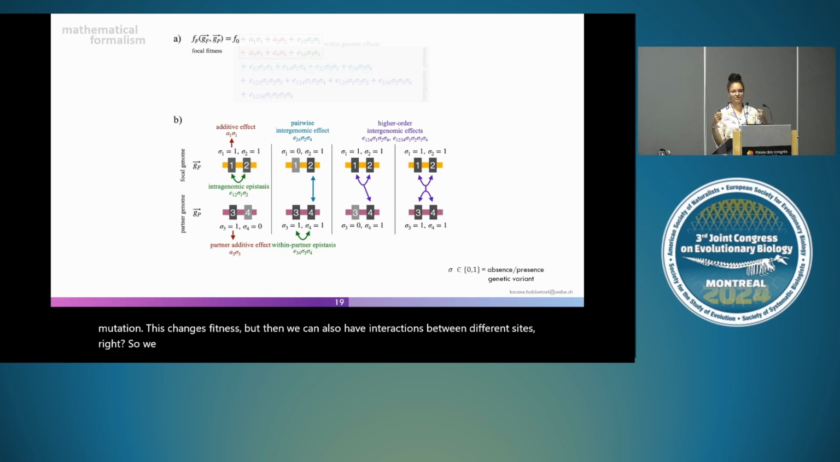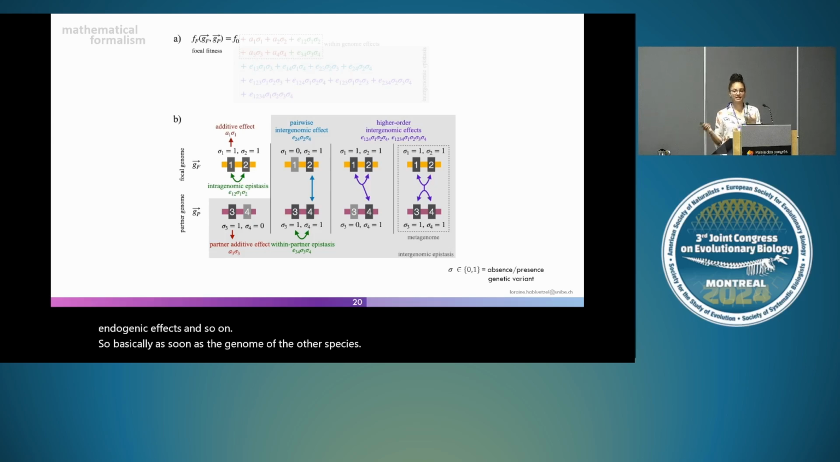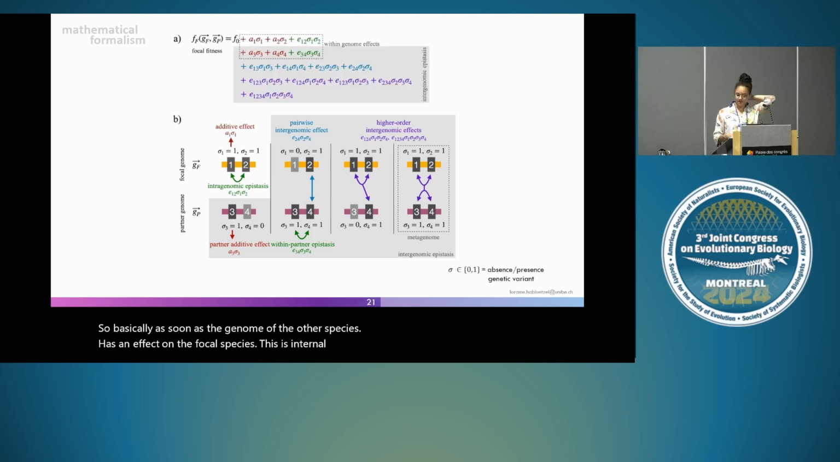So we can have classical epistasis, so epistasis within the focal species, but then we can also have all of these things that contribute to endogenomic epistasis. So this can be interactions between both genomes, so these pairwise endogenomic effects, then higher-order endogenomic effects, and so on. So basically, as soon as the genome of the other species has an effect on the focal species, this is endogenomic epistasis. And then these are all possible terms that we might find or that we could use to describe different kinds of interactions.